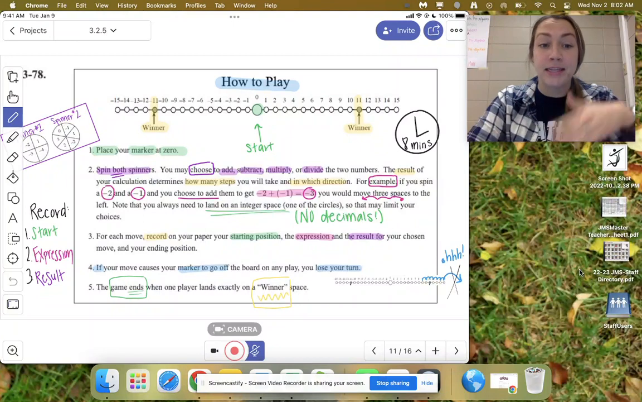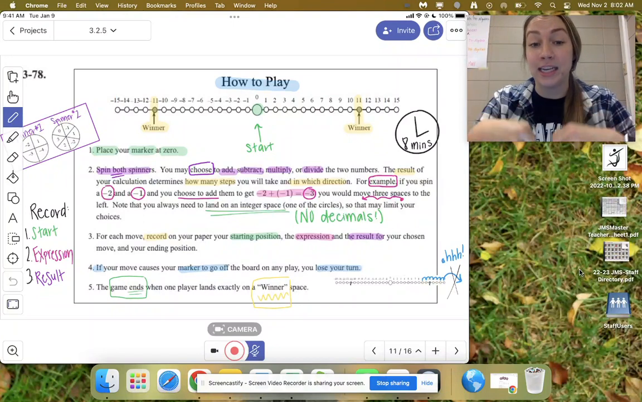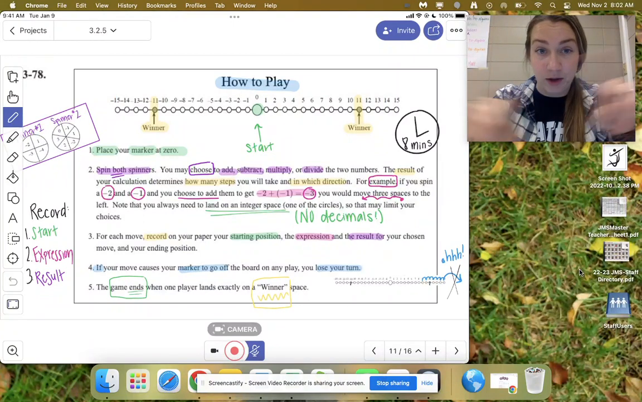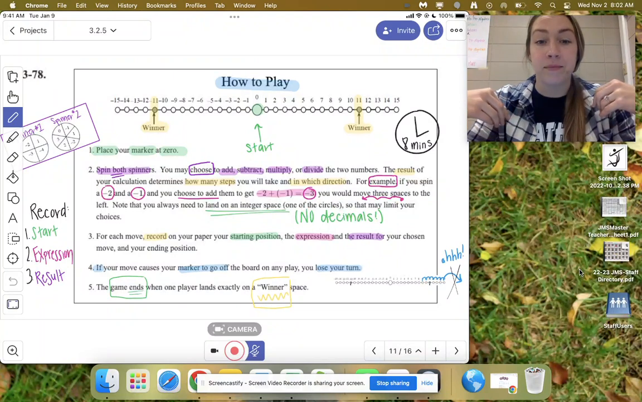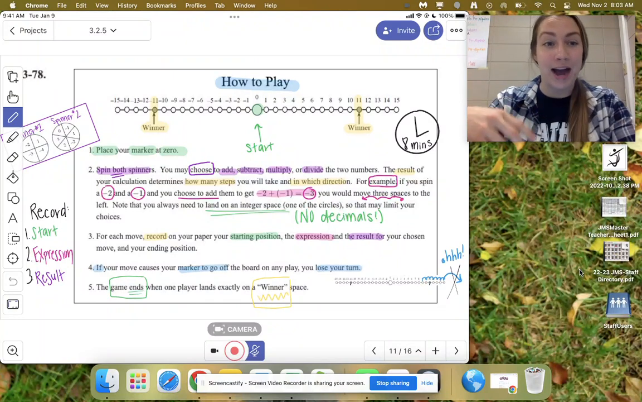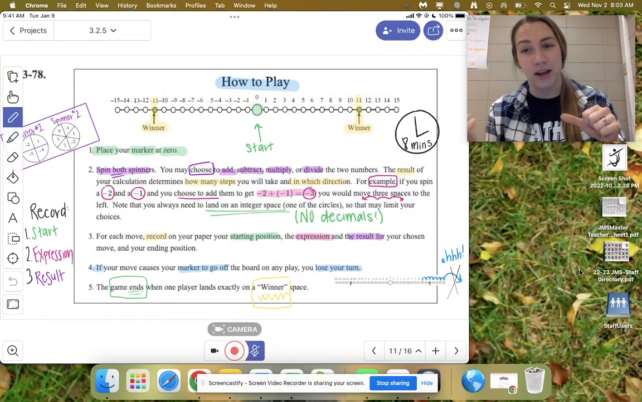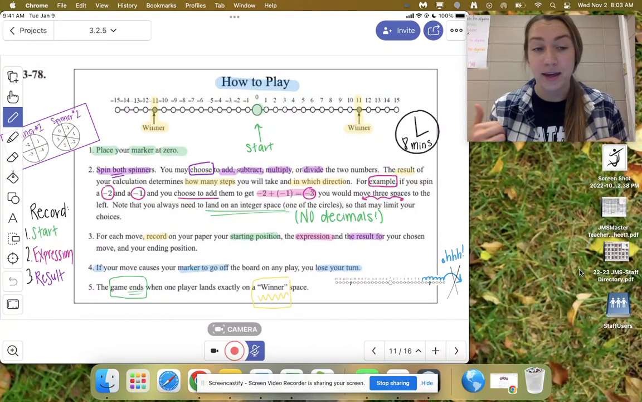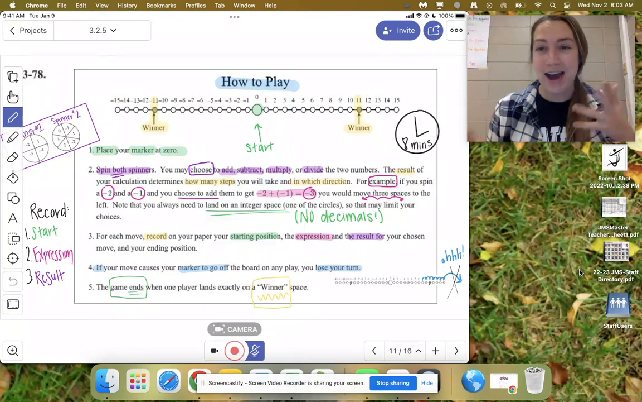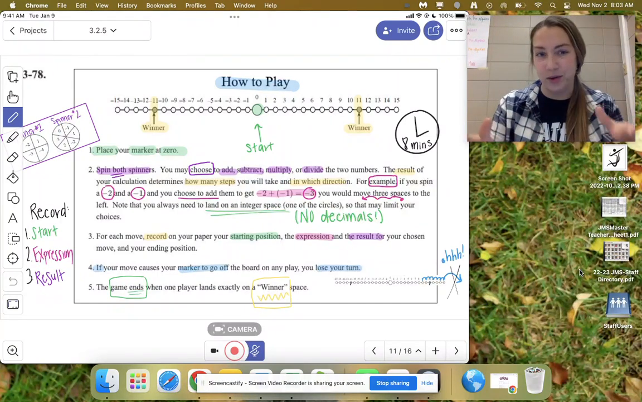It says note that you always need to land on an integer space, so any one of those numbers that's on there. That might limit your choices. If you're at -15, you can't go farther negative. That's the farthest you can go, so you're going to have to choose a different integer operation to go to the right. Also, you can't divide if it's not going to give you an integer. If it's going to give you a decimal or something like that, you can't do it.